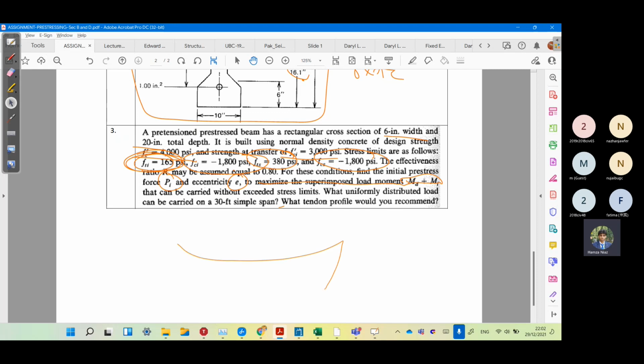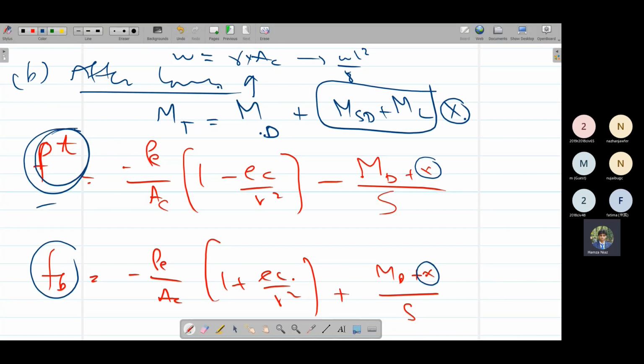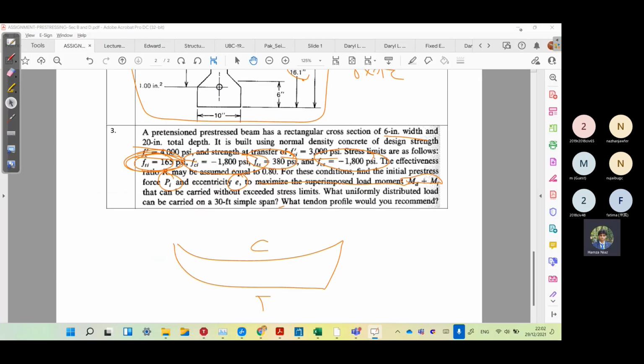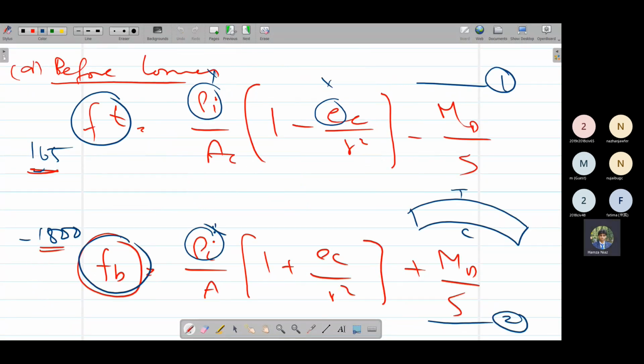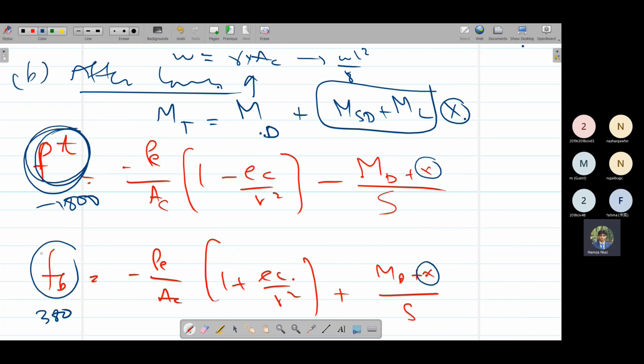After application of dead load, compression moves to top and tension moves to bottom after application of the load. So we have to put here minus 1800. This is important. And here the positive value, 380. Before application of losses, we put tension at top and compression at bottom, but after losses have occurred, we put compression at top and tension at bottom. So we are reversing this. Tension moves from top before the losses to bottom after the losses.